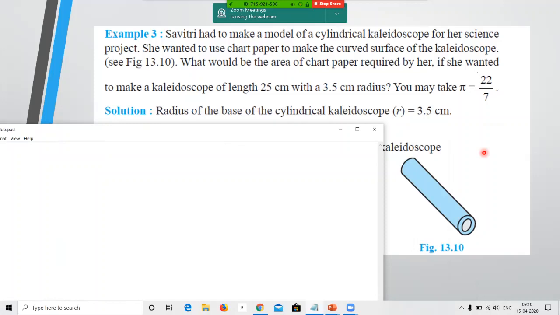Ma'am, the answer is 550 centimeters square. 550 centimeters square. Let the others also finish it off. That was the only example given in your textbook. After that, we will start with the exercise itself. The exercise is 13.2. Write it in bold. Others also wind up. Try doing it.